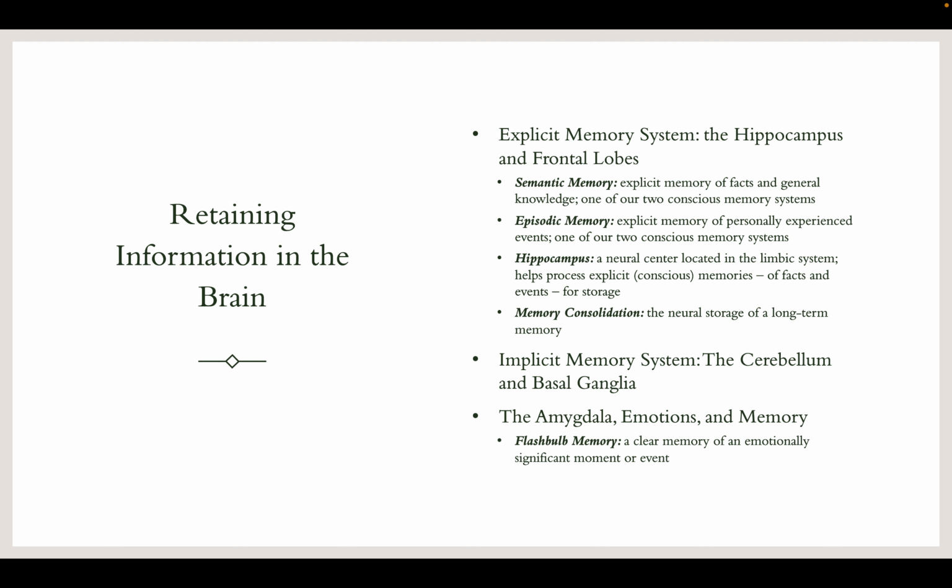A flashbulb memory is a clear memory of an emotionally significant moment or event. It's as if the brain says, you got to capture this and capture this exactly. These are caused by emotion-triggered hormonal changes, and it explains why we remember exciting or shocking events more than others. And then also these dramatic experiences remain clear in our memory, in part because we rehearse them more, we think about them more, and we describe them more to others. So that's another reason why these flashbulb memories are so strong.